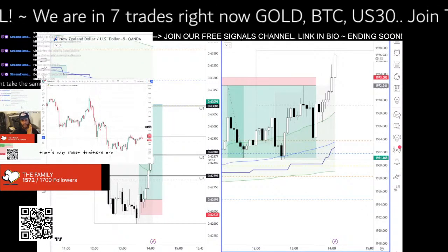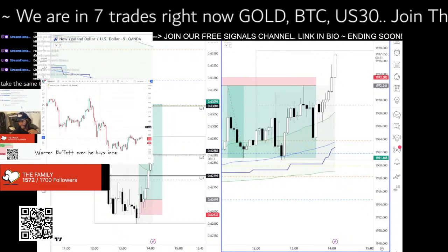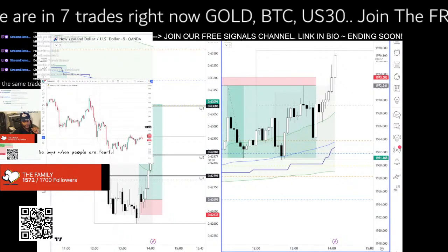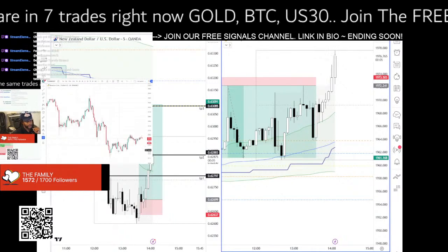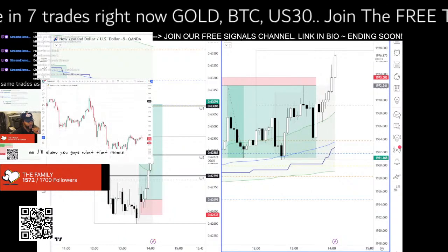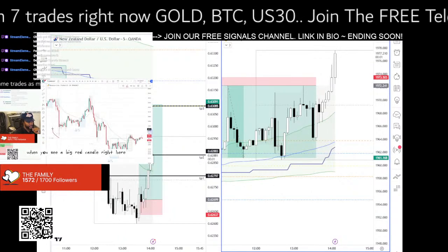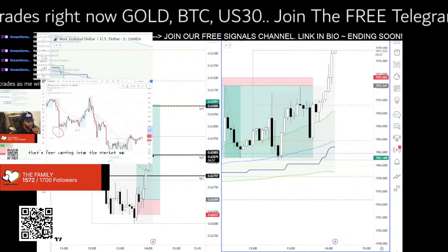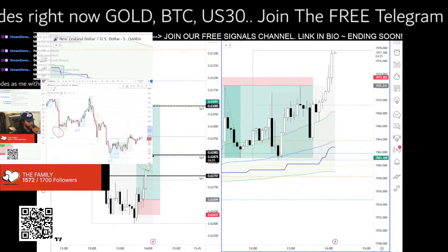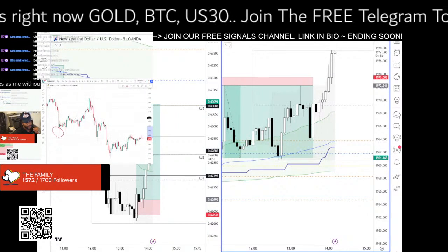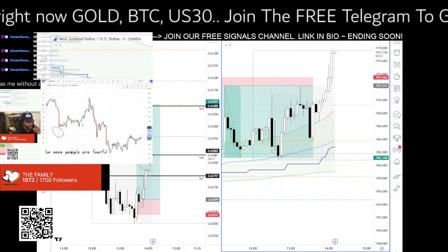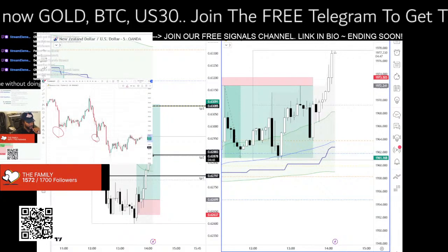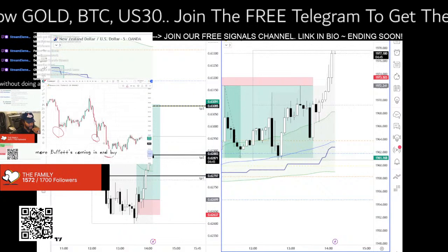That's why most traders, Warren Buffett even, buy when people are fearful. I'll show you guys what that means. When you see a big red candle right here, that's fear coming into the market. He buys into fear. Big red candles are fear. Warren Buffett's coming in and buying.